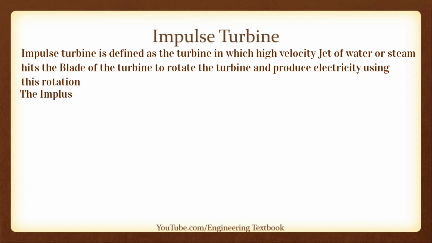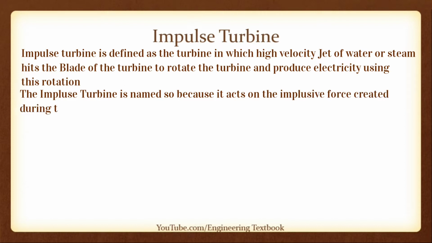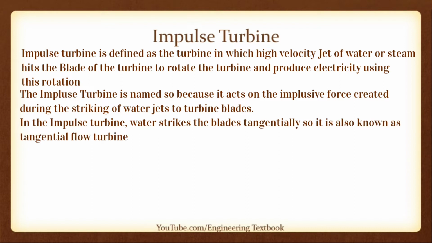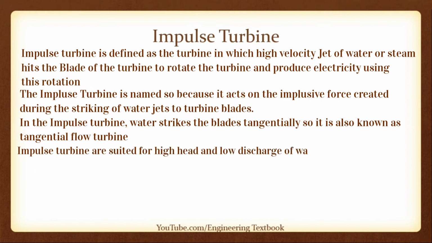The impulse turbine is named so because it acts on the impulsive force created during the striking of the water jet to turbine blades. In the impulse turbine, water strikes the blade tangentially, so it is also known as tangential flow turbine. The impulse turbines are suited for high head and low discharge of water.